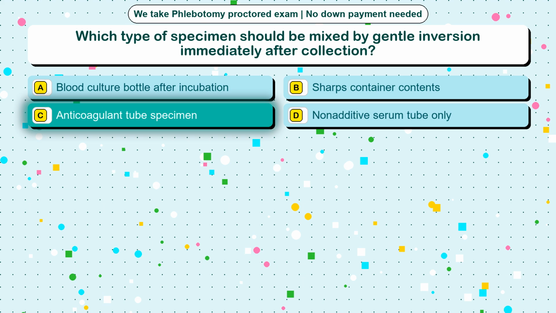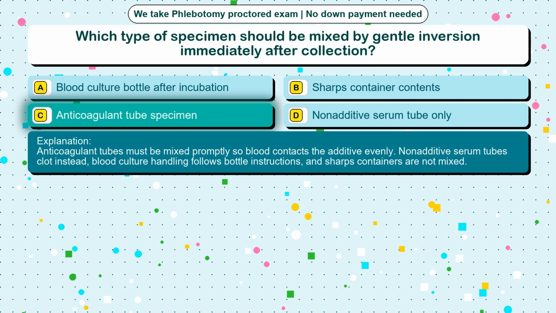Anticoagulant tube specimen. Anticoagulant tubes must be mixed promptly so blood contacts the additive evenly. Non-additive serum tubes clot instead, blood culture handling follows bottle instructions, and Sharps containers are not mixed.